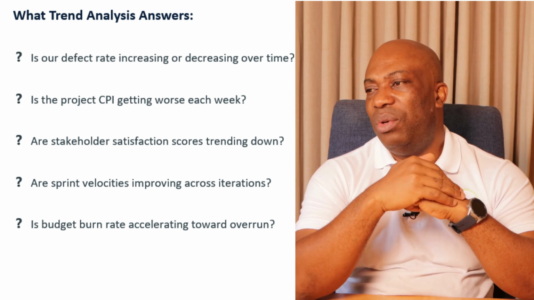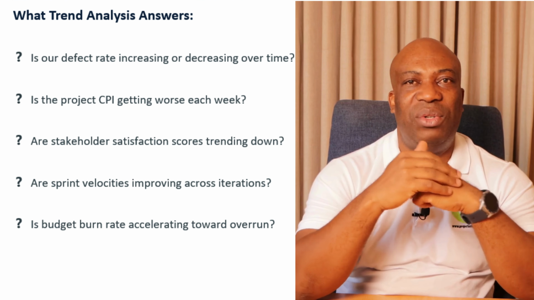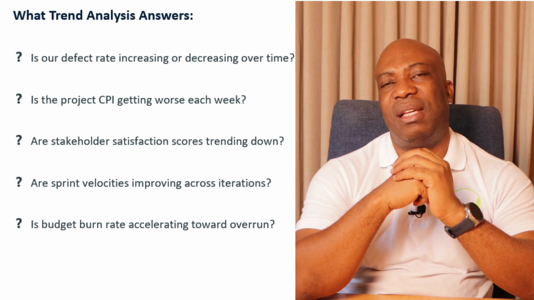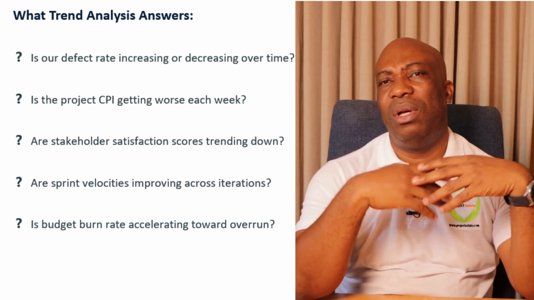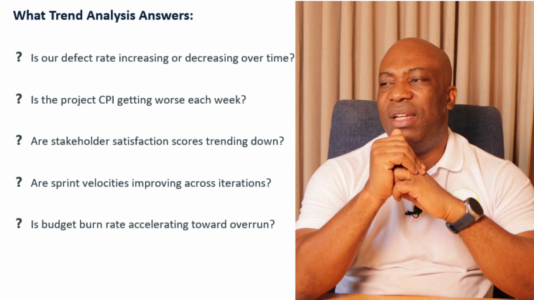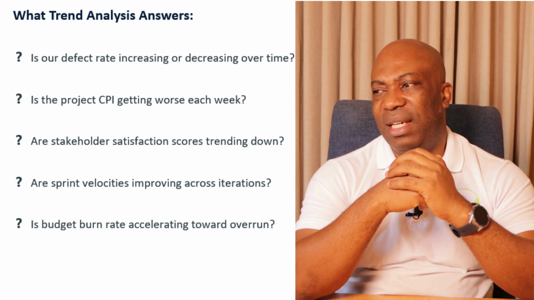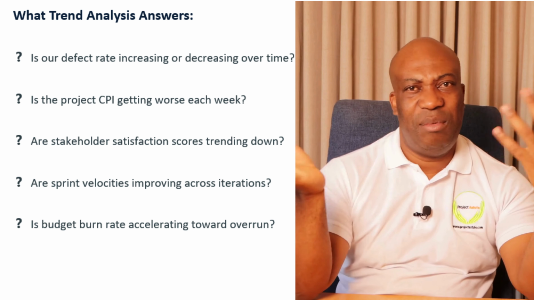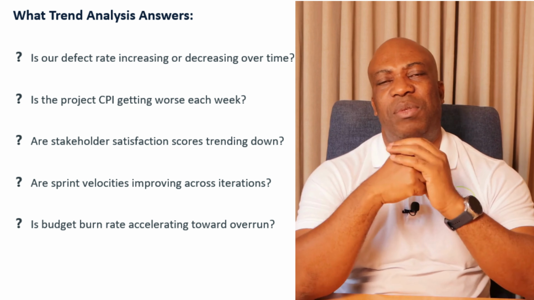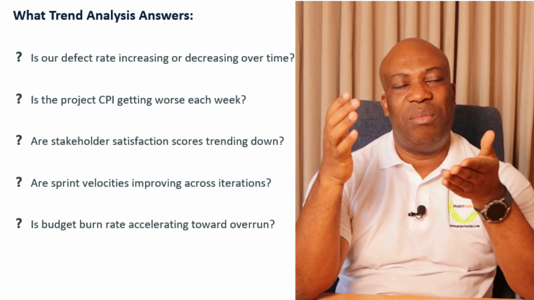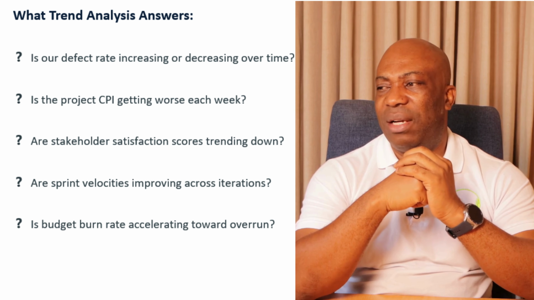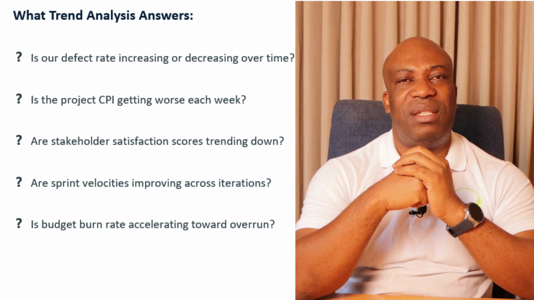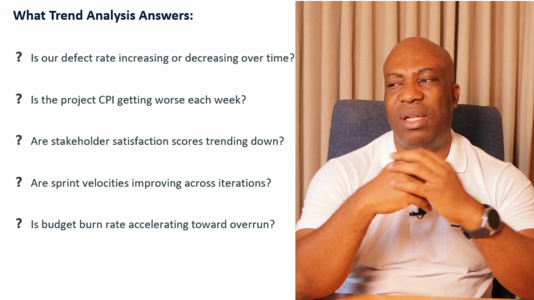Say, for example, is our defect rate increasing or decreasing? This is part of trend analysis. It might be decreasing or increasing. So what does it mean? Does it mean the rate of resolution is good, or is it very slow? Or even, is the project cost performance index worse than last week? Remember, with trend analysis, you're comparing over a specific period: last week, which means you're comparing on a daily basis, or last month, or even last year. And then also, are our stakeholders' satisfaction scores trending? Is it going up? Is it good? And so on and so forth.